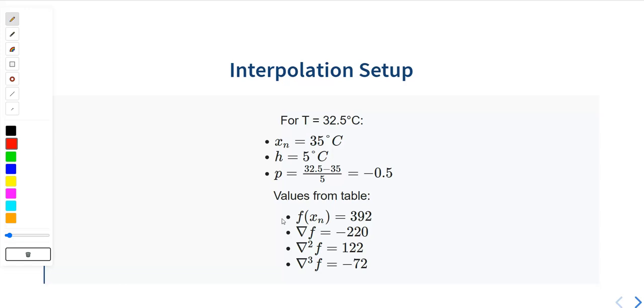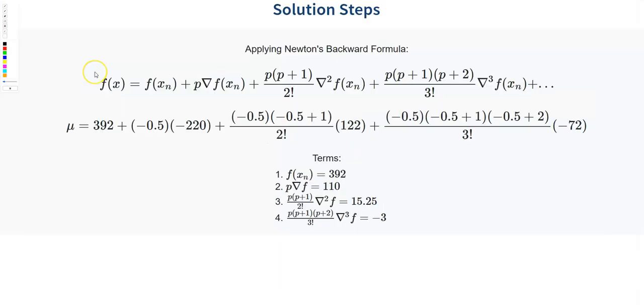Now we have to plug all this data into that formula, but before that, the setup. We know xn is 35 degrees centigrade and h is 5 degrees centigrade. Now we have to calculate p. p is 32.5 minus the last point, 35, divided by 5, so that is minus 0.5. This data we already got in the previous slide. Now we plug all these values into the Newton backward formula.